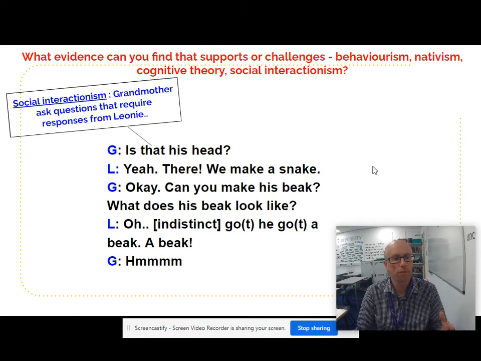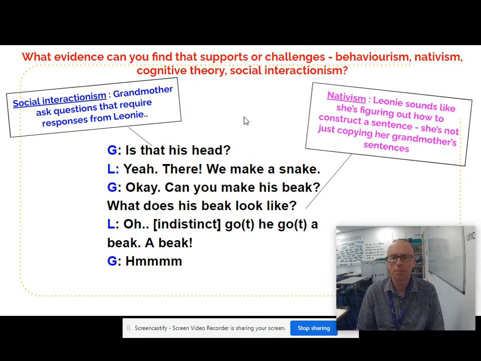Okay, so we've got plenty of evidence here of social interactionism, haven't we? The grandma is using questions. There are three of them actually in this very short excerpt that require responses from Leonie. A couple of them informational questions, and one of them actually a request. So this is evidence of social interactionism, that this child would not be using sentences in this way had not been for the grandmother's questions that she's posing.